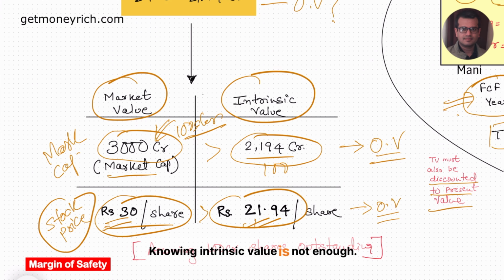Knowing intrinsic value is not enough. According to Warren Buffett, we must also build some factor of safety into our estimated intrinsic value. Why do we have to build a factor of safety? Because we can always make mistakes. See, intrinsic value calculation is not a very hard science. We have made a lot of assumptions and based on that we have arrived at an intrinsic value. So we can make mistakes. So how to factor in for those mistakes? The way is to build a margin of safety in our calculation.